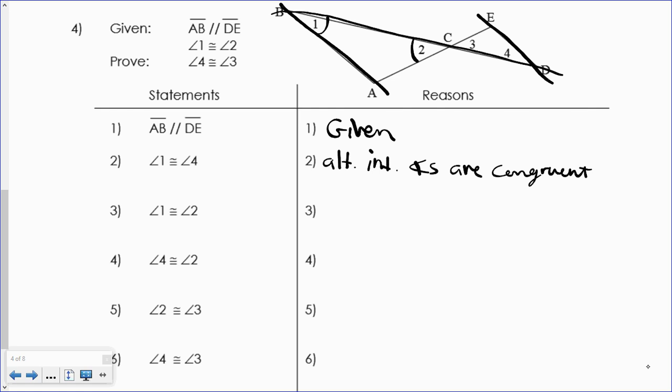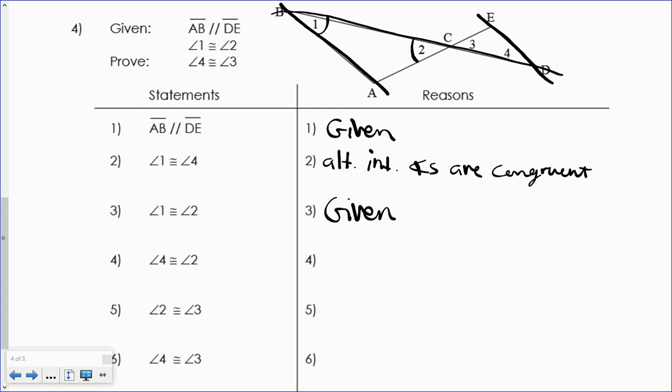Great. So everybody with me on why 1 is congruent to 4, using your alternate interior? Does everybody see that? Wait, is that one line the transversal? Yeah, BD is a transversal. You can't substitute anything because we don't have any previous lines in the steps to use. Alright, why is 1 congruent to 2? It's given. That was in the given statement.